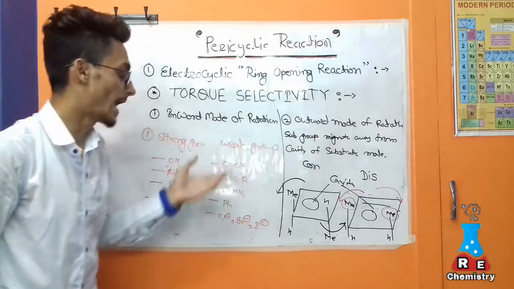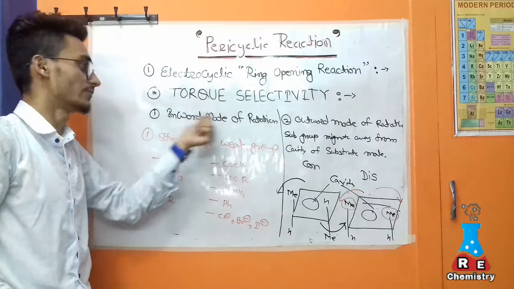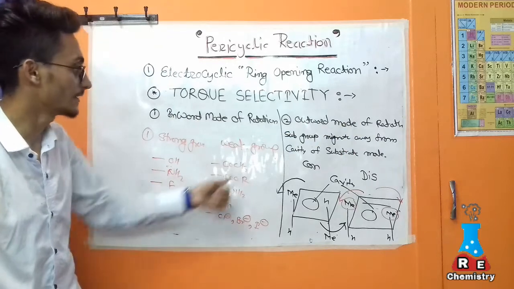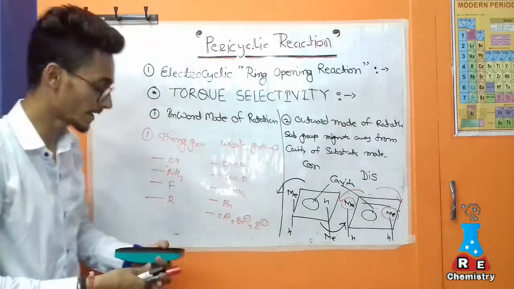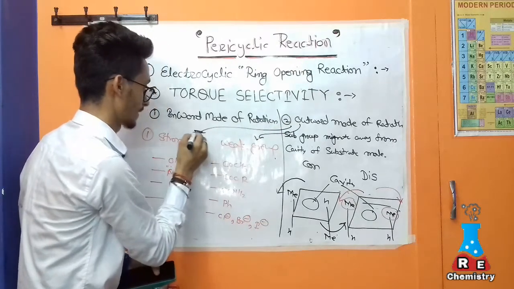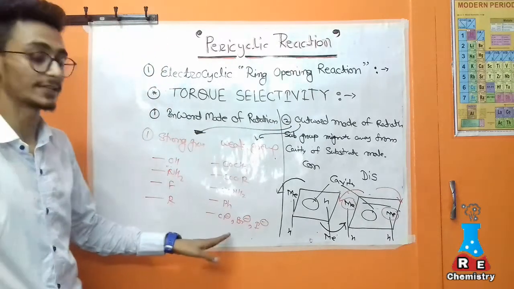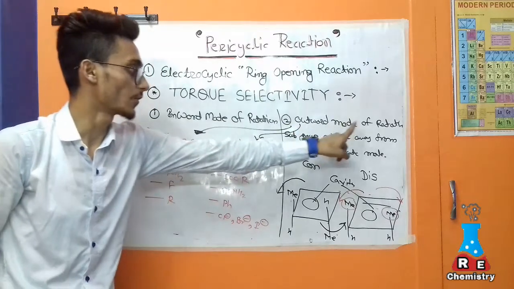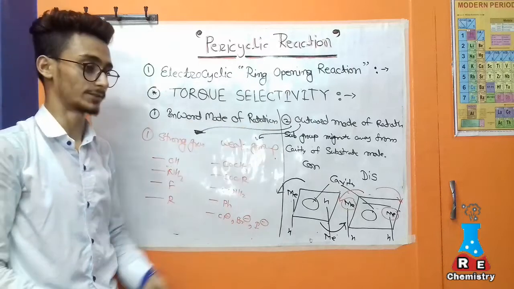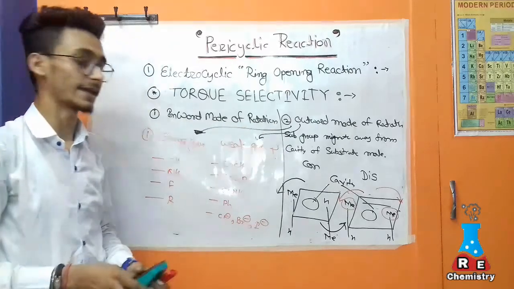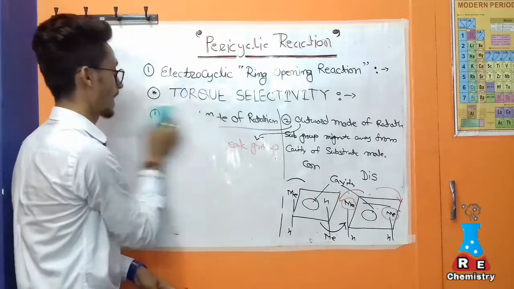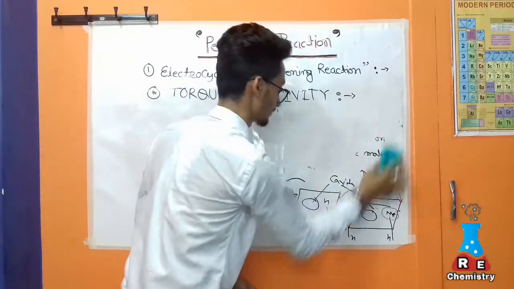Okay, and in the presence of a Lewis acid, the groups that favor the inward mode of rotation act as outward mode groups. Okay, these are the groups that favor the outward mode of rotation, and in the presence of a Lewis acid, outward mode groups act as inward mode groups. Okay, let's take an example of the inward mode of rotation and outward mode of rotation.